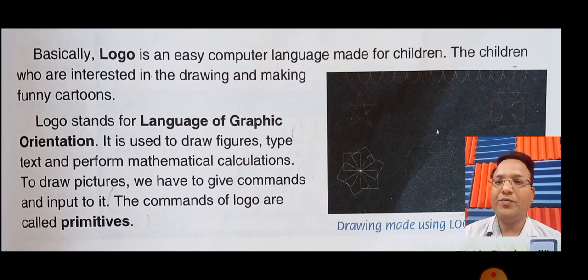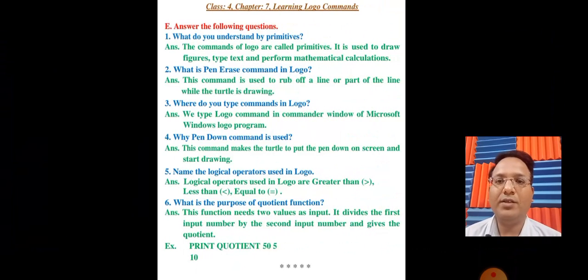To draw pictures, we have to give commands as input. The commands of Logo are called primitives. So the group of commands, means commands of Logo, are called primitives. Now question answer, what do you understand by primitives? The commands of Logo are called primitives. It is used to draw figures, type text and perform mathematical calculation. Means if you want to draw some pictures and perform some calculation, then primitives are used. These are the Logo commands.